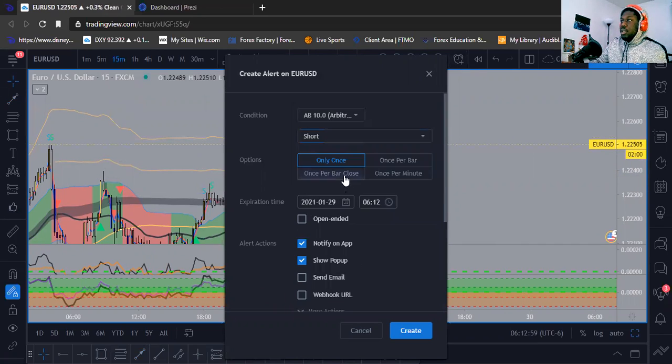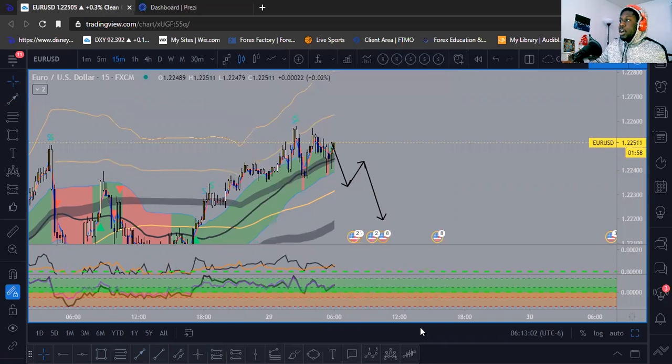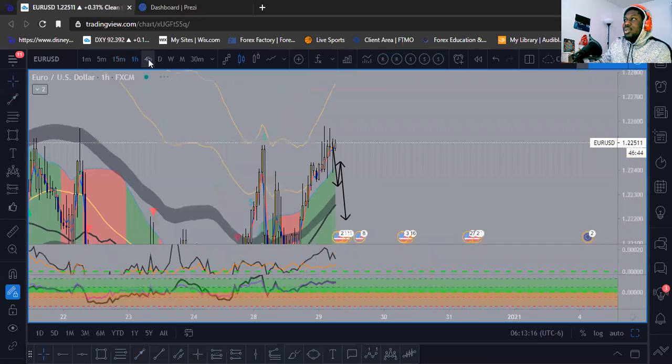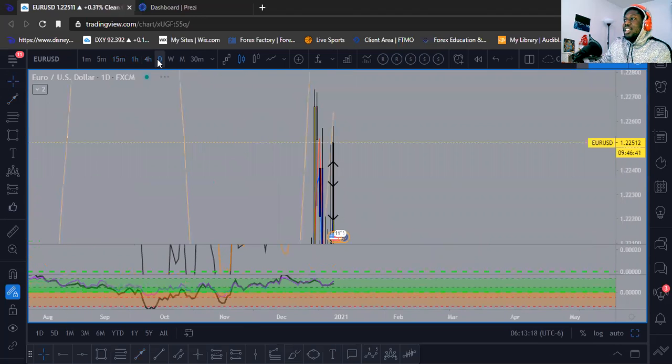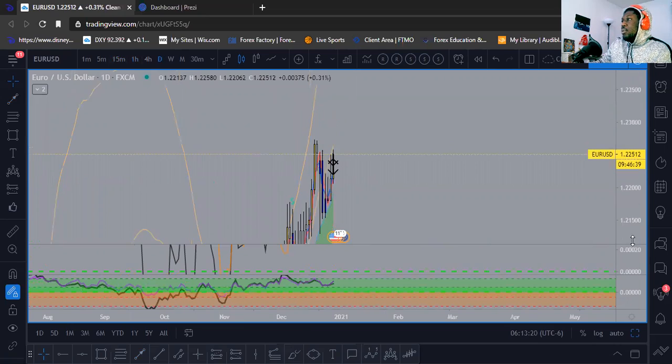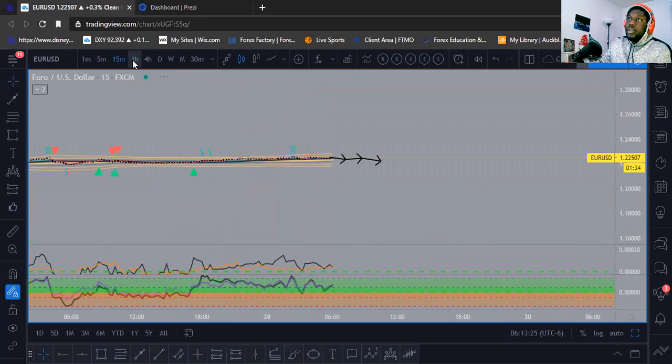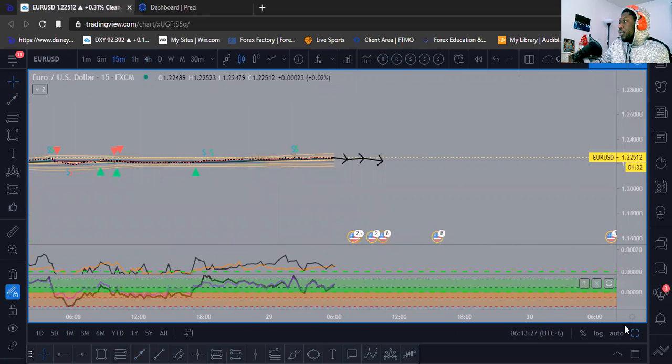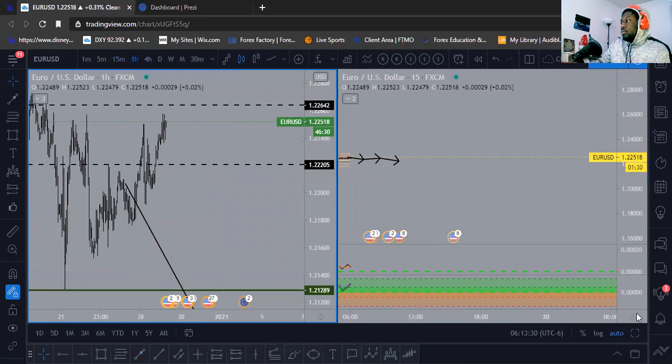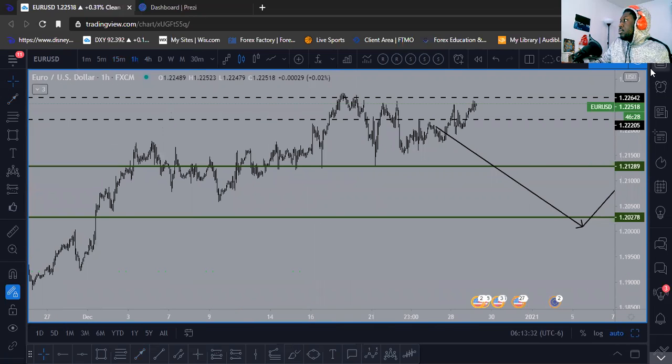So I'm going to just set it to short once per bar close and see what happens here. If I get the alert to get into a sell, hey, maybe I'll get in. I'll notify you guys. But like I said, right now, there's nothing telling me to try to sell Euro USD. 1 hour, 4 hour, daily, it's just all bullish. So there's that. Let's go on over to a different pair because, like I said, nothing's really changed on this.